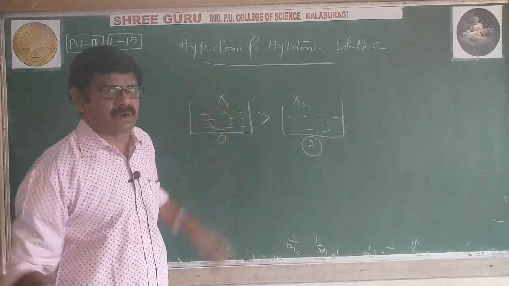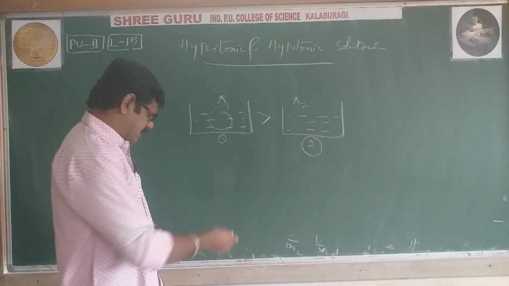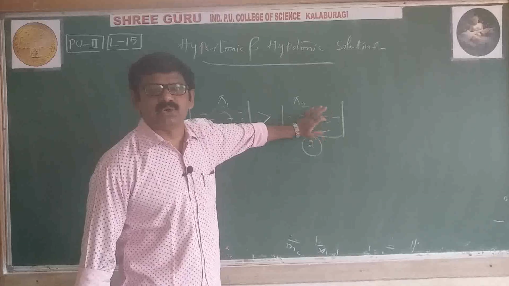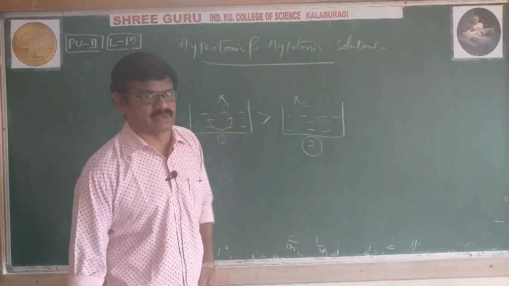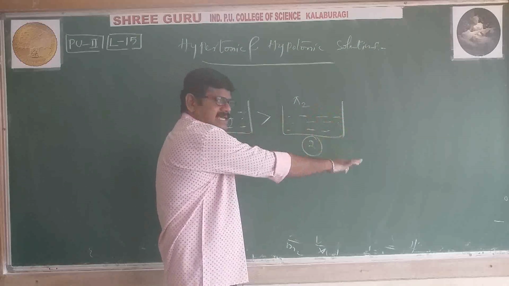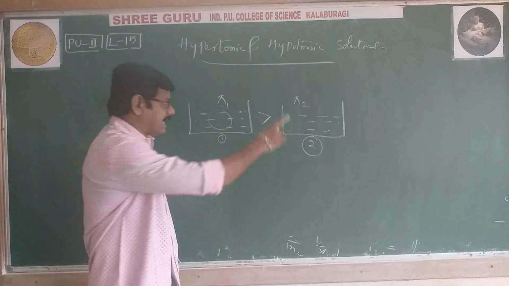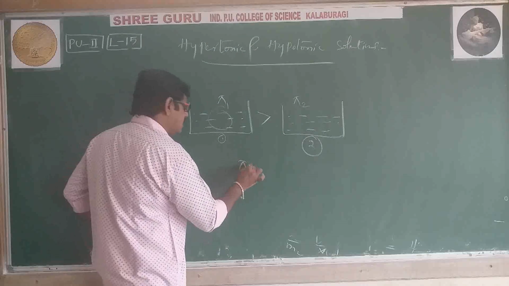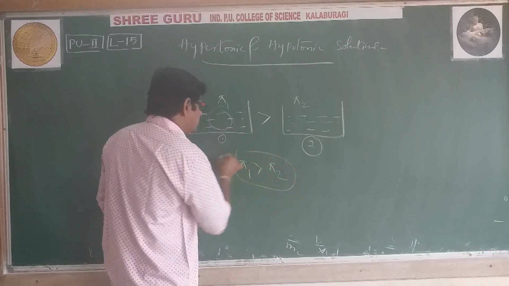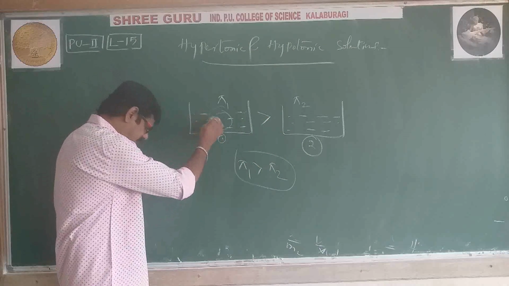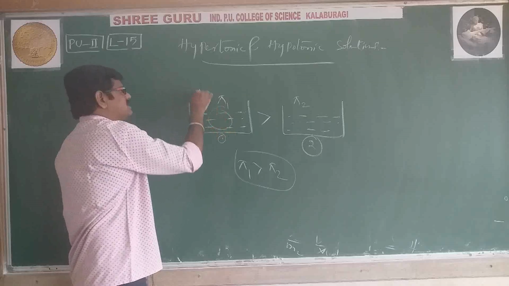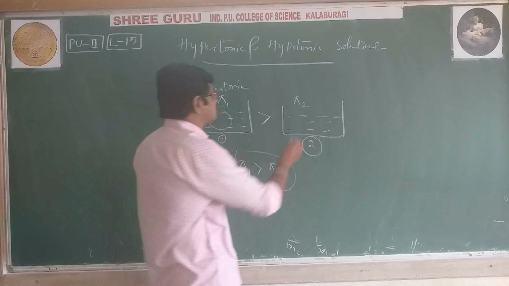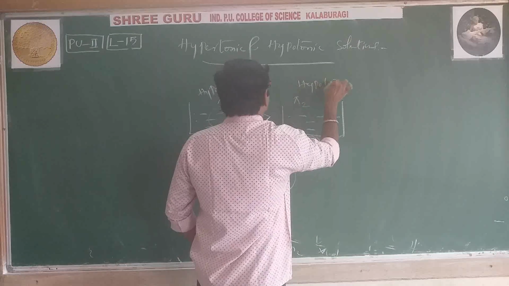Remember, hyper is nothing but more. That's why sample 1 is called a hypertonic solution. Obviously, sample 2 is called a hypotonic solution, meaning its osmotic pressure is less than the other solution. That's it, pi 1 is greater than pi 2. Out of these two solutions, sample 1 osmotic pressure is more, so it is called hypertonic, and sample 2 osmotic pressure is less, that's why it is called a hypotonic solution.